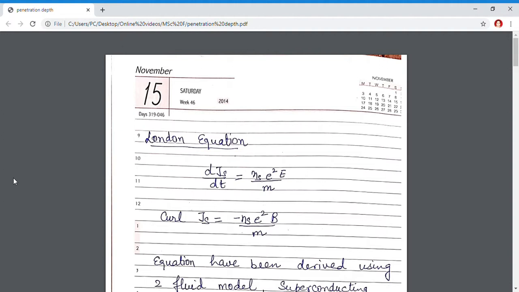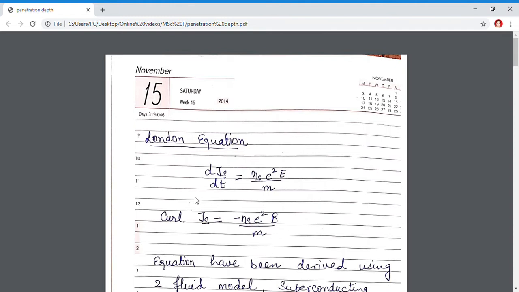Today I will discuss London equations. These London equations are important in superconductivity. In my previous lecture, I have derived two London equations. The first London equation is the variation of current density Js with respect to time. It has a value ns e square E upon m, E being the electric field. ns is the density of superconducting electrons.